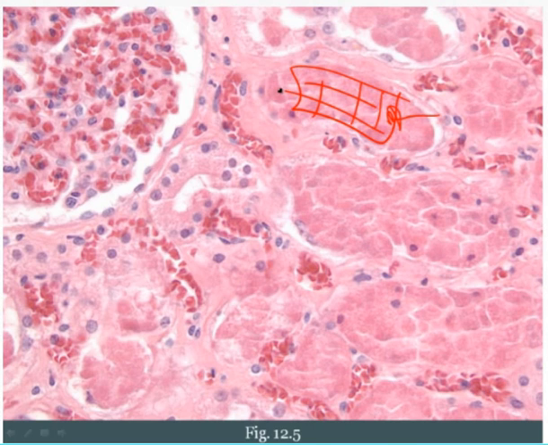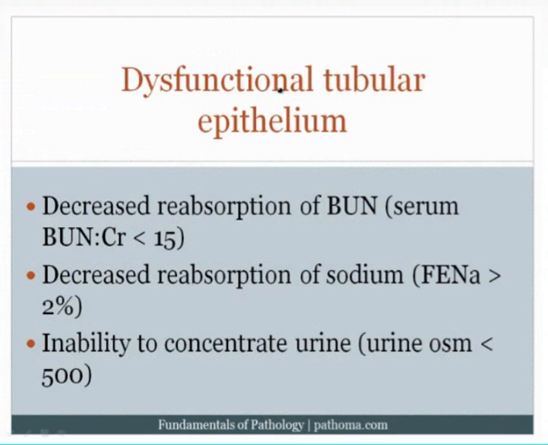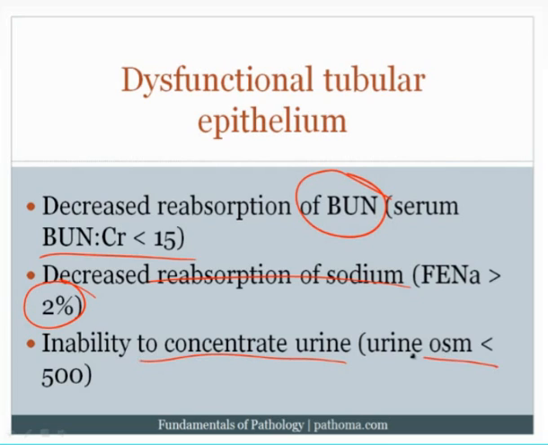Now in this particular case, we're going to have a dysfunctional tubular epithelium, and so therefore we're not going to be able to resorb BUN, and so the BUN to creatinine ratio will be less than 15. I've already illustrated this earlier. Also, because we don't have good tubular function, we're going to have decreased resorption of sodium, so the FeNa will be greater than 2%, and an inability to concentrate the urine, so the urine osmolality will be less than 500.